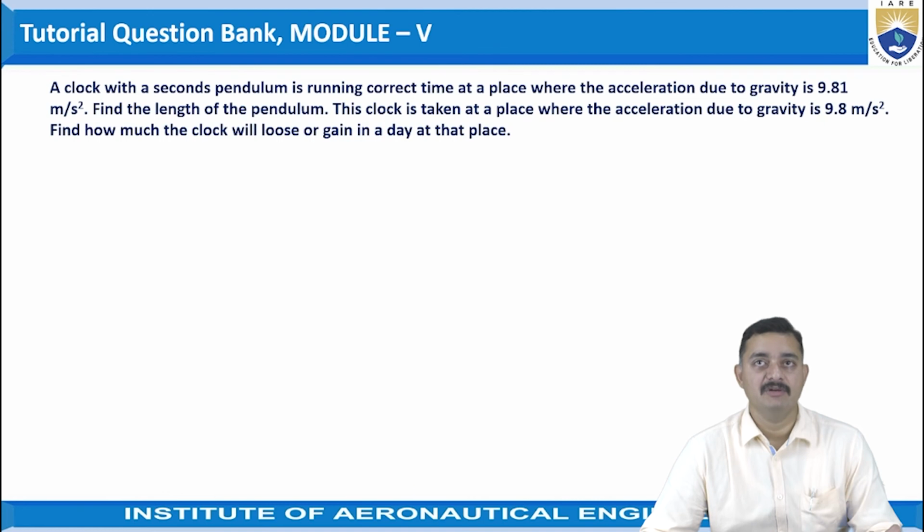Coming to the next problem. A clock with a seconds pendulum is running correct time at a place where the acceleration due to gravity is 9.81 meters per second square. Find the length of the pendulum. If this clock is taken to a place where the acceleration due to gravity is 9.8 meters per second square, find how much the clock will lose or gain in a day at that place.